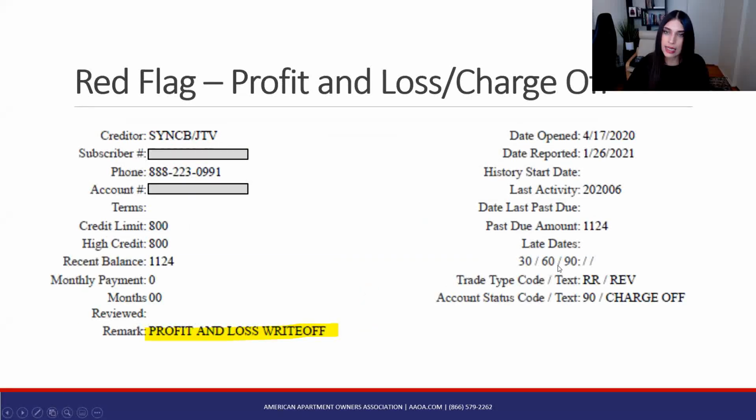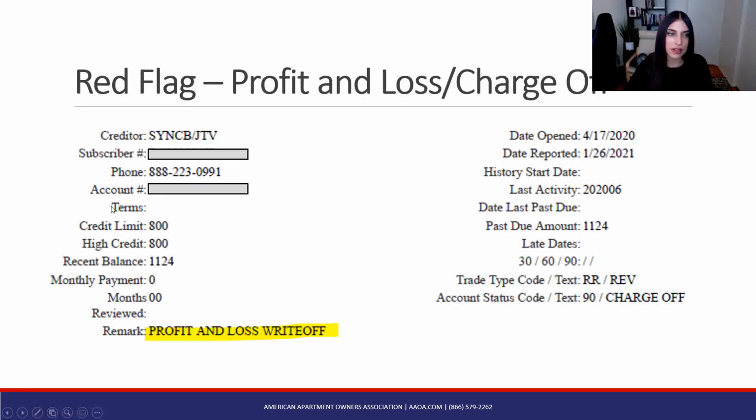All right. Here is a profit and loss charge-off, which we talked about. So really, this doesn't look much different than the other accounts. They all pretty much look the same. Again, no matter what screening report you're using, you're still going to get this information. It's just going to be formatted a little differently. The important part is to look at the remark, look at the past due amount, which is here $1,124. Again, this is negative. It still is something that they owe to the company. So it's important to take a look at that.